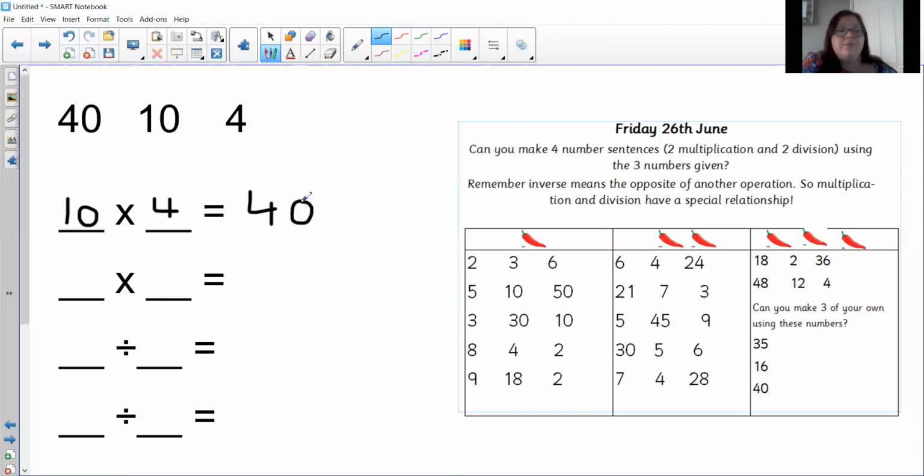It's getting louder and louder, my cat. So swapping those around again, we've got 4 times 10 equals 40.